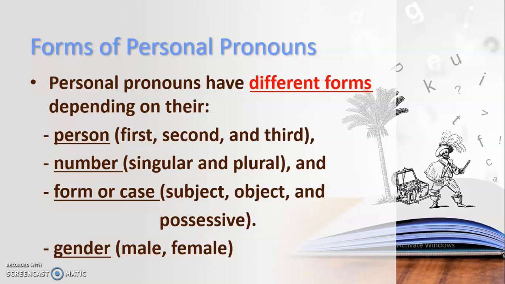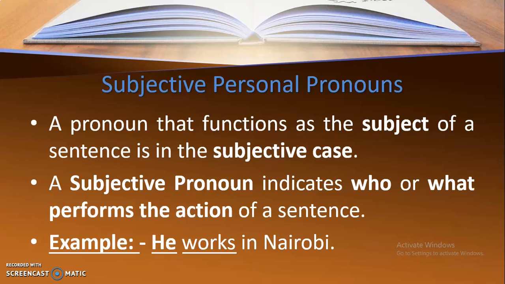Personal pronouns can have different forms depending on person: we have first, second, and third. And depending on number, singular or plural, and form or case: subject, object, and possessive. Today we are going to look at subjective personal pronouns, and the next lesson will be objective and possessive personal pronouns. And we also have gender, which refers to male or female. Having this in mind, let's talk about subjective personal pronouns.